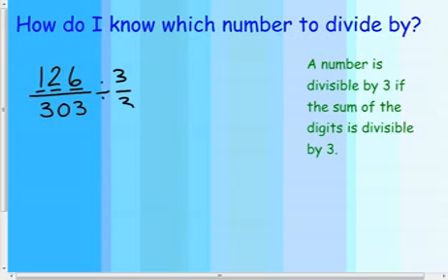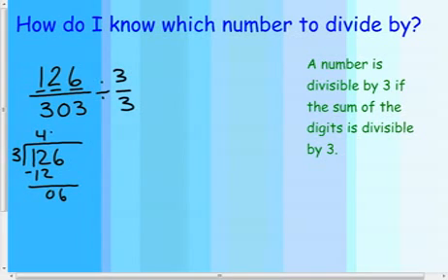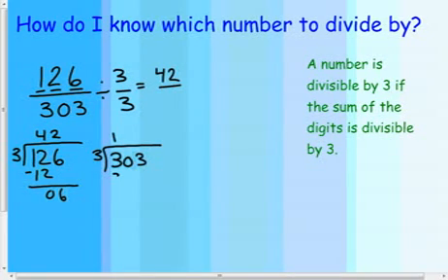And again, I'm going to do these quickly. I'm going to have to do a little division problem. 3 into 12 4 times. 3 into 6 2 times. So 126 divided by 3 is 42. And then 303. 3 into 3 one time. Bring down the 0. 3 into 0 0 times. And 3 into 3 one time.